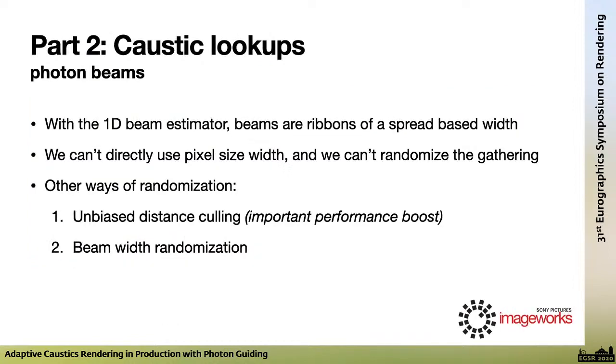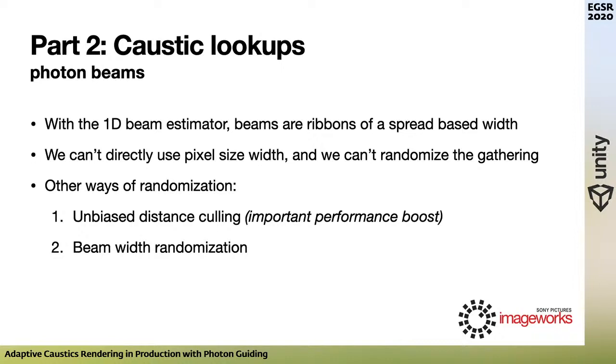But the volumes are different because we are using photon beams, and our photon beams are being processed with a 1D beam estimator. That means that they are basically ribbons, right? The width of the ribbon is going to depend on the sampling density. These ribbons are going to be ray traced, which is expensive. So we can't do exactly the same thing like in surfaces. We can't collect all the photon beams and then randomly select one. We need something more greedy.